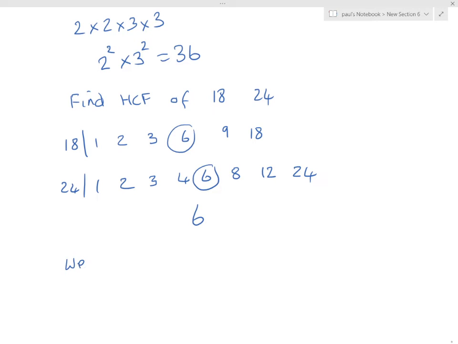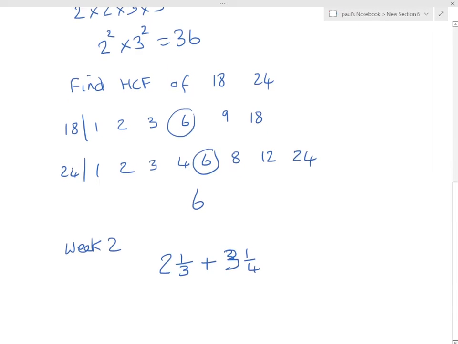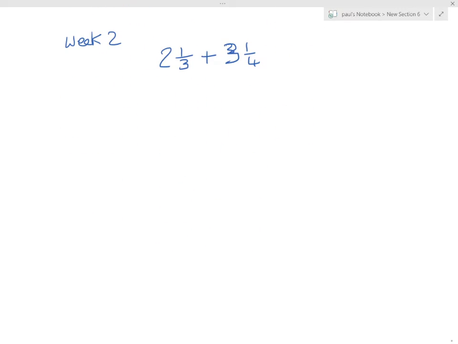Then we moved on to week 2, and this was some fractions. So 2 and a third plus 3 and a quarter. Now there are 2 ways to do this. I'll do both. First of all, because it's an addition, we can just add the big numbers together. So we get 2 plus 3 equals 5, and remember that. Then all we've got to do is a third plus a quarter. So we find a common denominator by multiplying the bottom 2, which is 12.